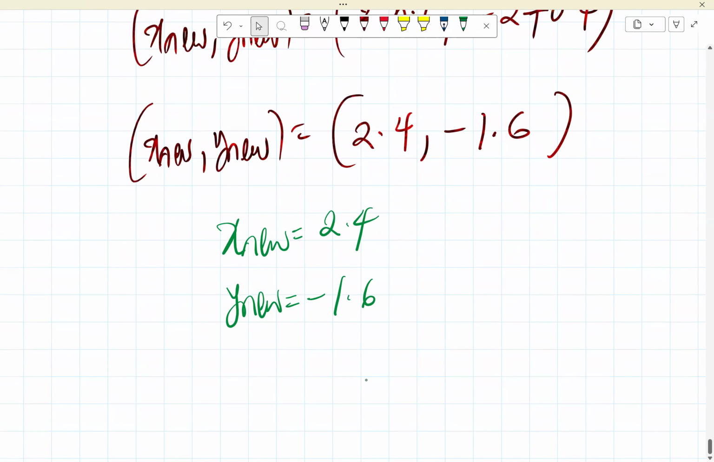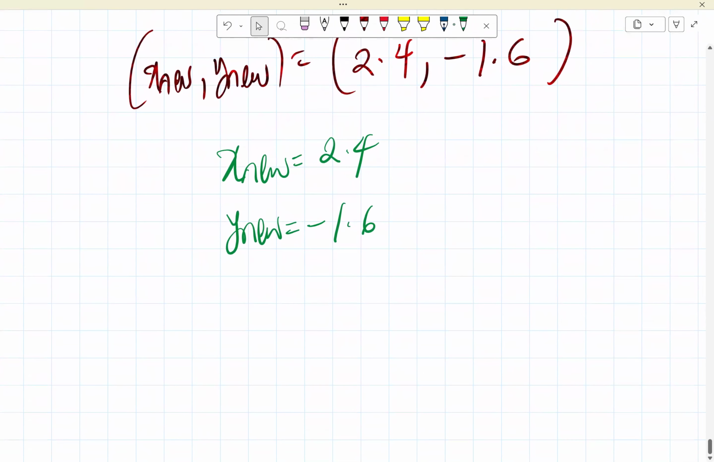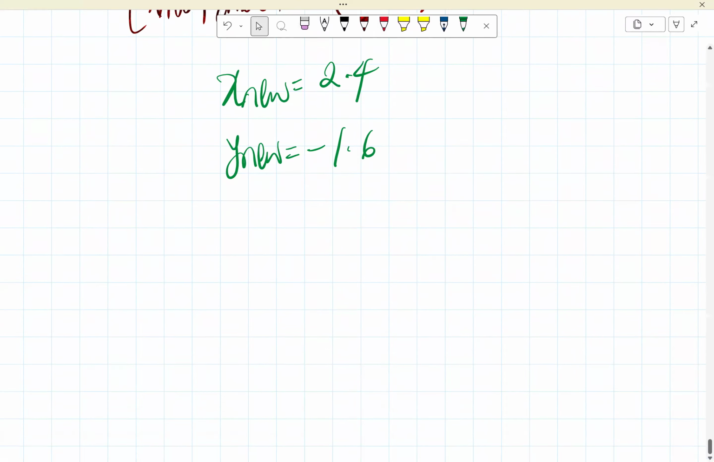So we can go again and do the whole process again, but the question says to do one update. So you see, this one moved from 3 to 2.4, and the other one moved from minus 2 to minus 1.6. So we can continue.